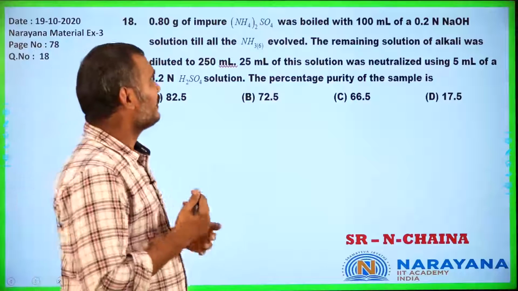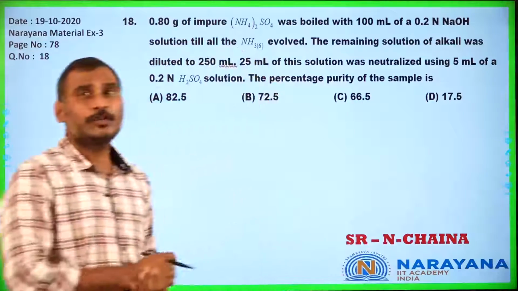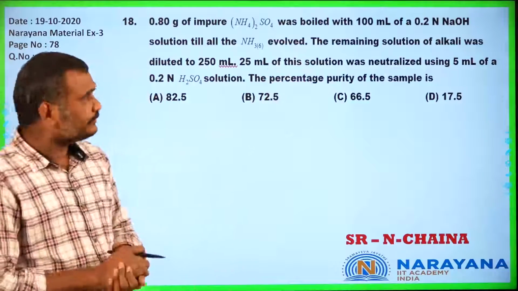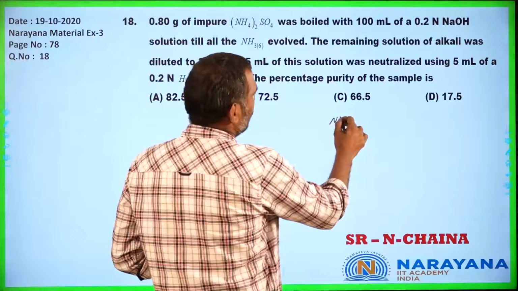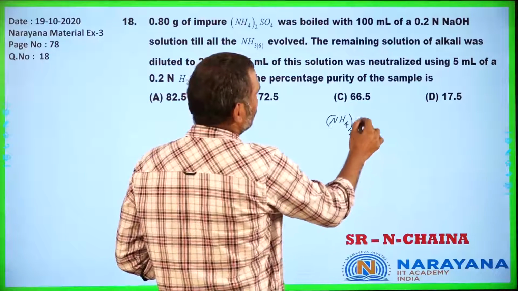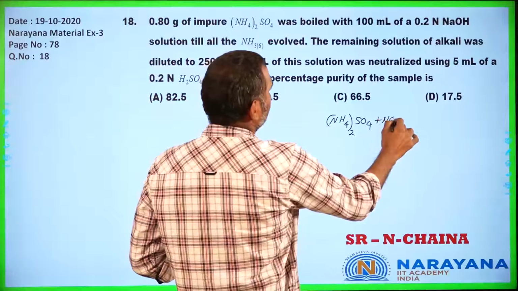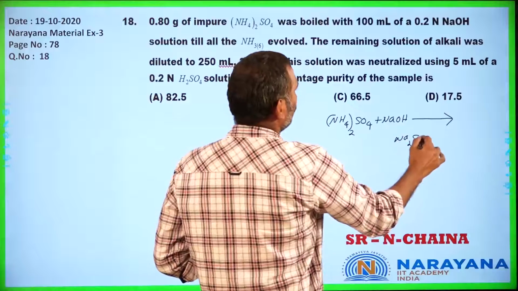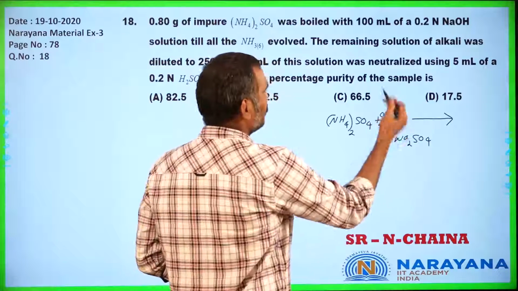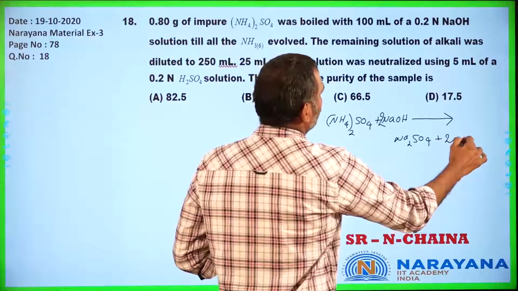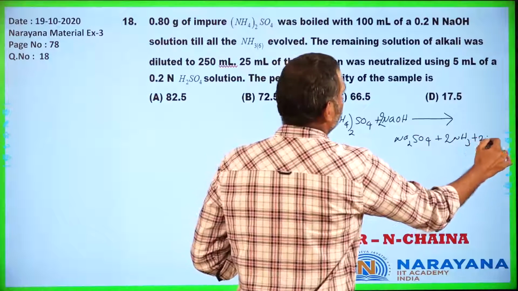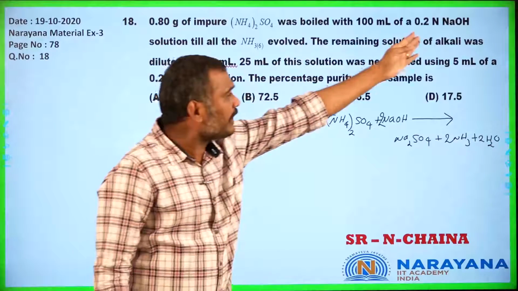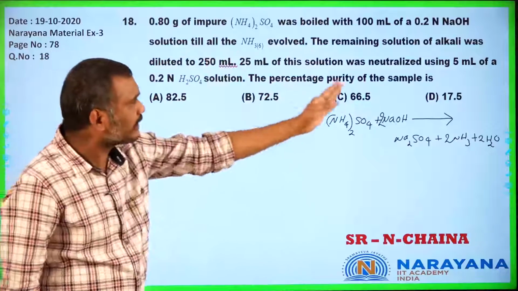0.8 grams of ammonium sulfate was boiled with 100 ml of 0.2 N NaOH solution till all the ammonia was evolved. Yes, students. Ammonium sulfate on reaction with sodium hydroxide, what does it produce? Na2SO4. Yes or no? That is 2NaOH plus 2 ammonia plus 2H2O. Yes. So 100 ml of 0.2 N NaOH solution till the total ammonia was evolved.